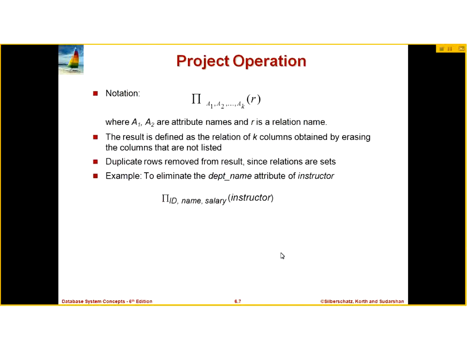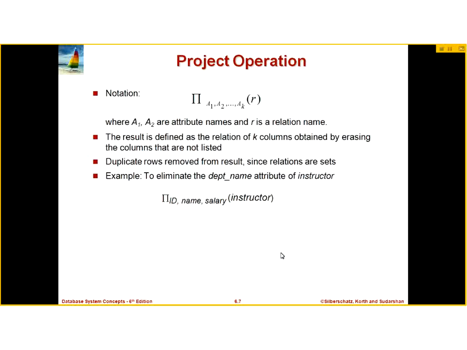The notation used is the projection operator, with the attributes in a sequence like A1 up to AK, and R is the relation. The result is defined as a relation of K columns obtained by erasing the columns that are not listed. So from a relation where, for example, there are 10 columns, and you want to extract only 3 or 4 columns, you can select only those 4 columns instead of loading the whole relation or table again and again. So you can utilize only the information which is required. Duplicate rows are removed from the results since relations are sets.